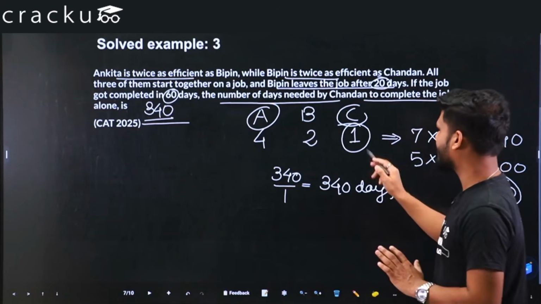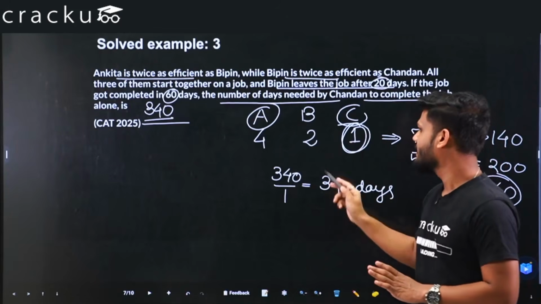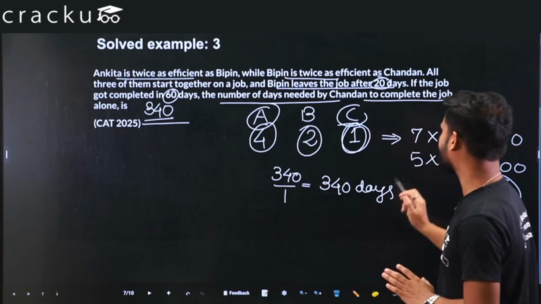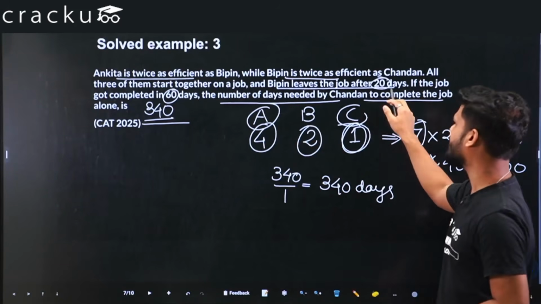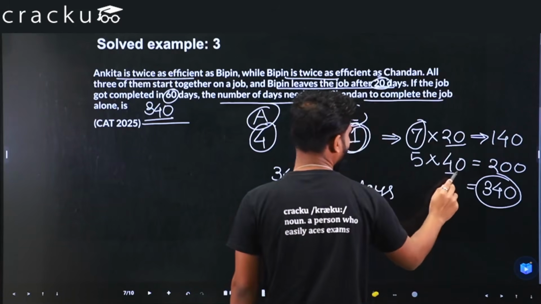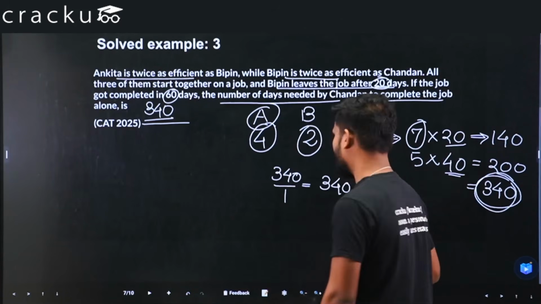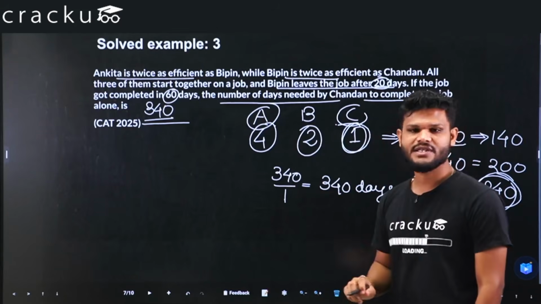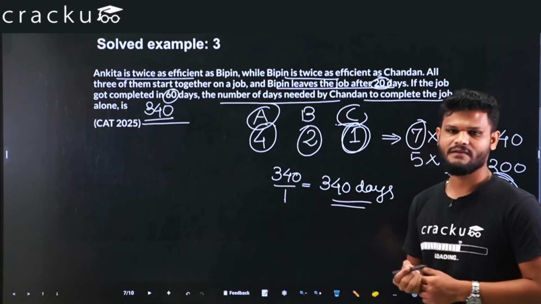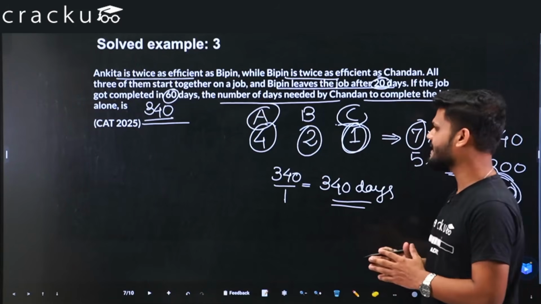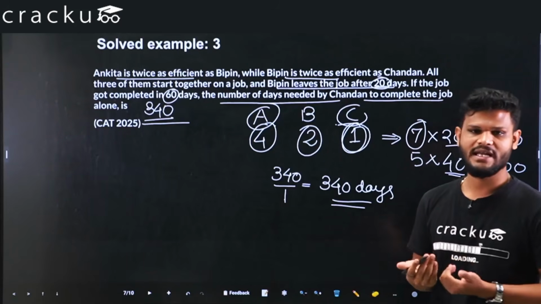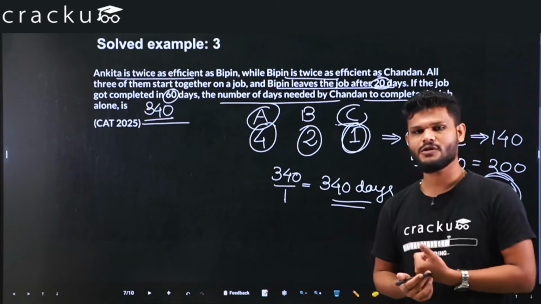What did we do? We assumed Chandan's efficiency as 1 unit per day. Then B's efficiency became 2 units. A's efficiency became 4 units. Combined it was 7 units. All 3 worked for the 20 days. Then only A and C were working for the remaining 40 days. So we found the total work. Total work divided by Chandan's efficiency gives the number of days Chandan will take to complete the work. So this is how you can solve it very easily just by using small numbers and solving further instead of using any equations. Now let us go forward and solve one more question.